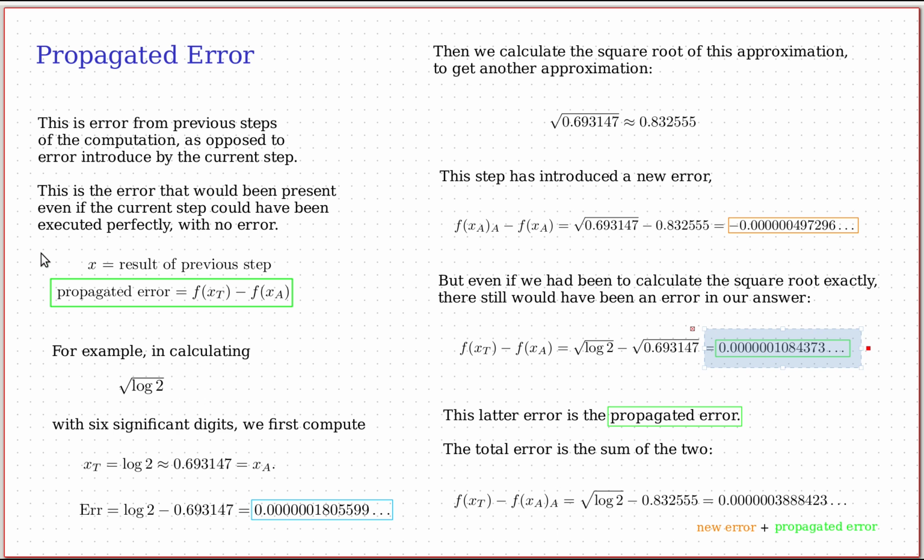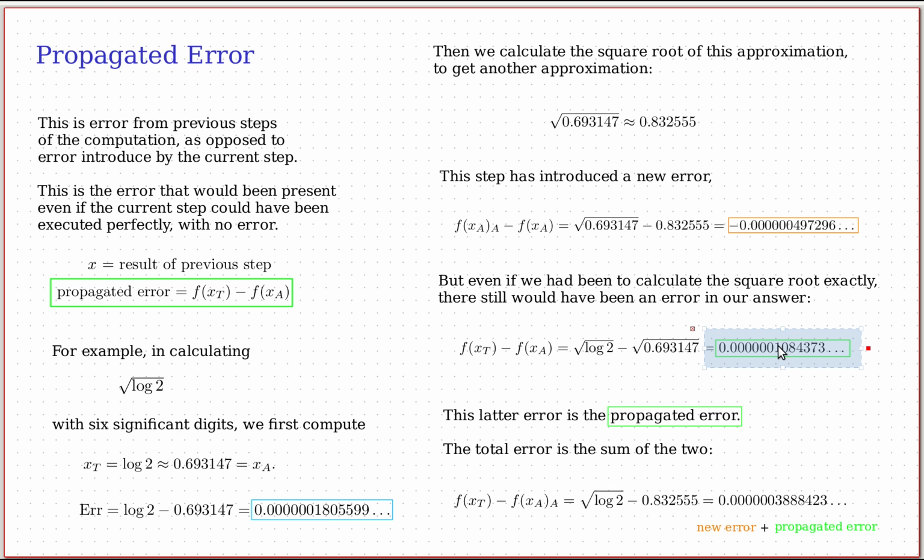So you can think of it this way: if x is the value you got as the result of the previous step in the calculation, and now at the next step we want to apply some function f to the value we got at the previous step, right? Then the propagated error is the true value of f applied to the true value at the previous step minus the true value of f applied to the approximate value we actually got from the previous step of the calculation. So this represents the error that we would have gotten even if we were able to perform the current step of the calculation exactly. Right? Even if we were able to evaluate f exactly, we still would have gotten an error because of the inaccuracy in x sub a, right, from the previous step.